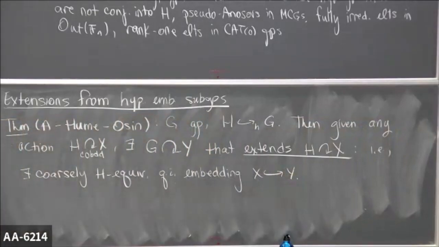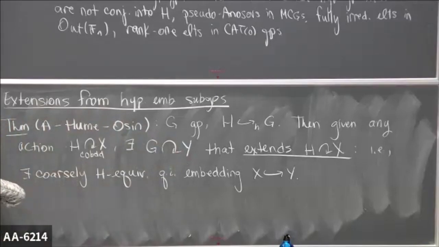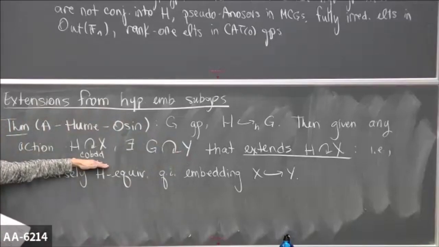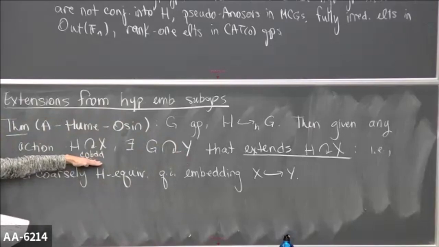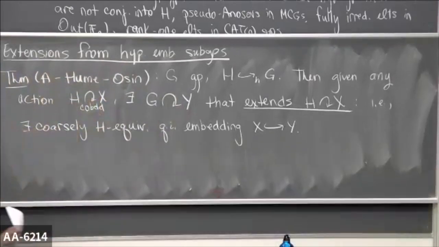So kind of ignore the word coarsely for now. What you should think is that if you take this action of G on Y and you just restrict it to an action of H, then that restriction looks like the action that you started with, right? If you just look at the orbit of H, that orbit looks like the action of H on X. This is sort of inspired by extending representations, right? Sometimes if you have representations of certain subgroups, you can extend them to representations of the entire group. So it's that same kind of idea here.